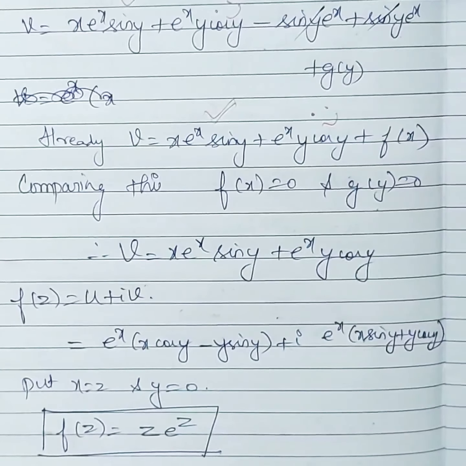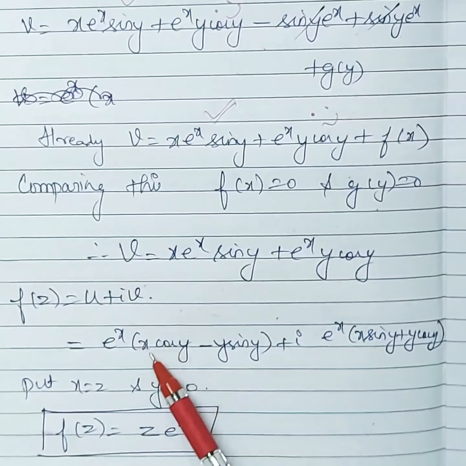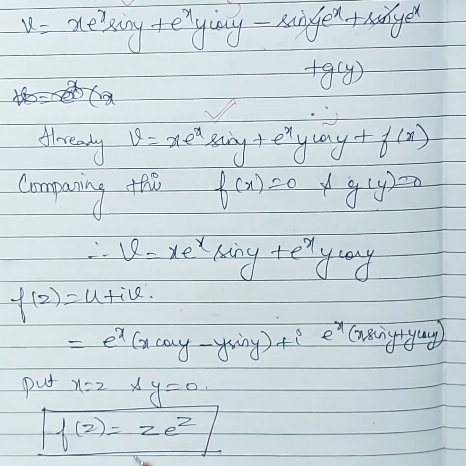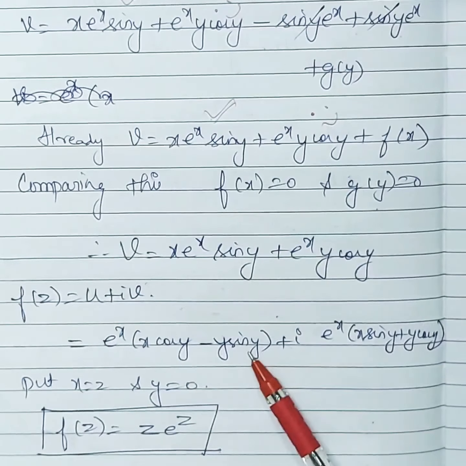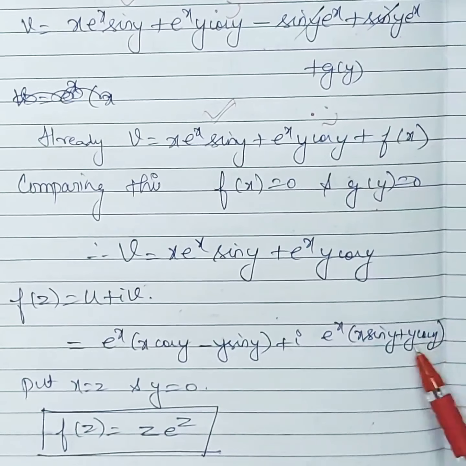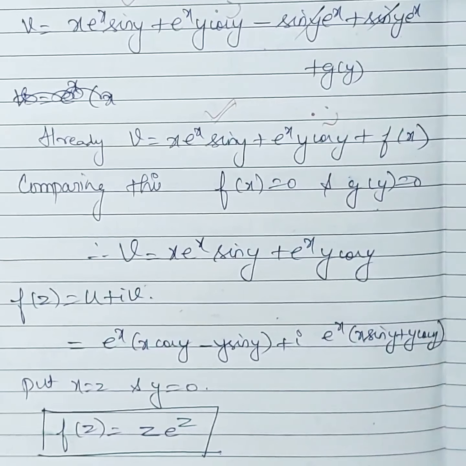Milne Thompson anyhow you have learnt. So if you replace this, z into e power z, cos 0 is 1, z e power z, this will become 0, this will become 0, and again cos 0 is 1, but still into y is there. So this is your analytic function.